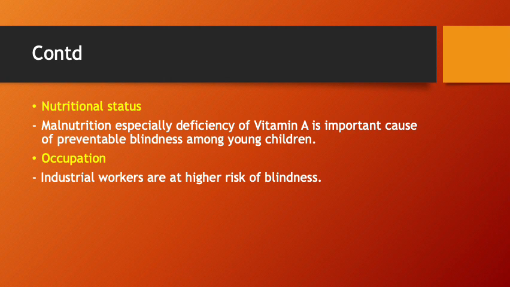Coming to the nutritional status, malnutrition, especially deficiency of vitamin A, is an important cause of preventable blindness among young children. Coming to occupation, it has been seen that industrial workers are at a higher risk of blindness because of their work.